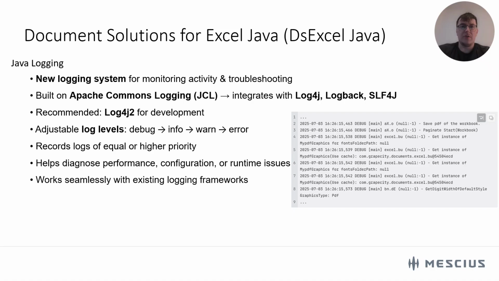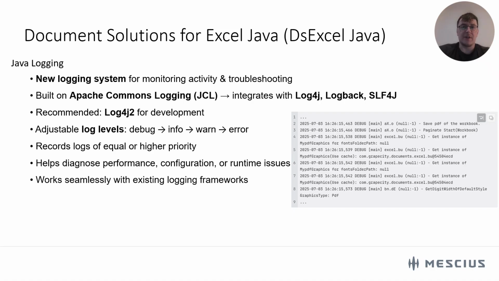In v8.2, DsXL for Java now includes built-in logging support, so that developers can monitor what's happening under the hood and quickly identify potential issues. This logging system is based on Apache Commons Logging, so it works seamlessly with popular frameworks like Log4j, Logback, and SLF4J. We recommend Log4j2 for day-to-day development.